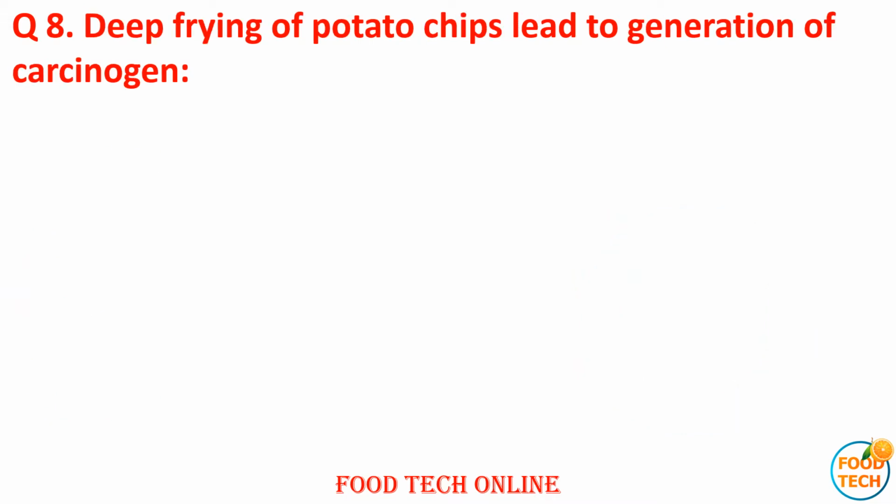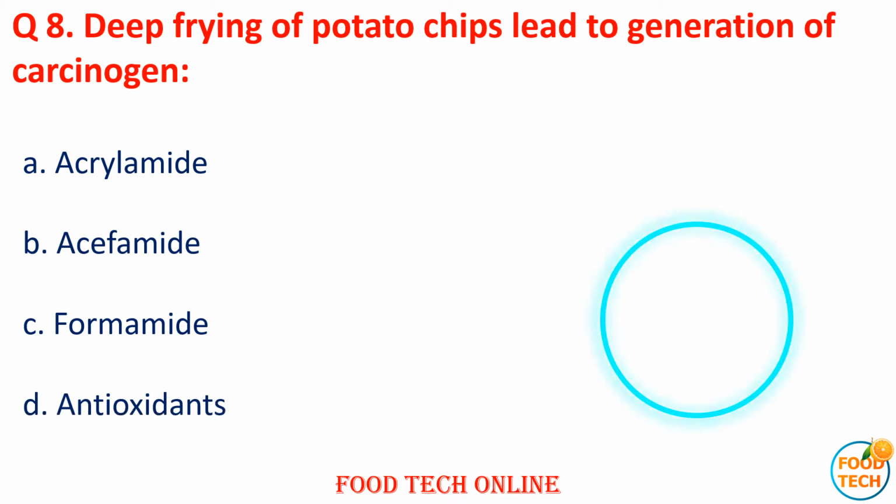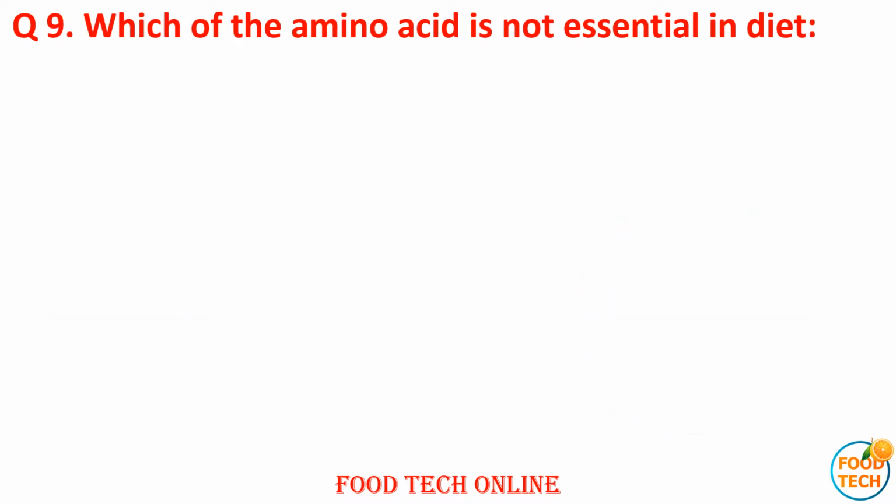Question 8. Deep frying of potato chips leads to generation of carcinogen A. Acrylamide. B. Acelamide. C. Formamide. D. Antioxidant. Answer A. Acrylamide.